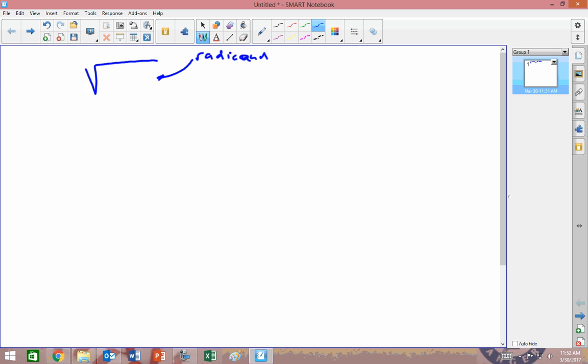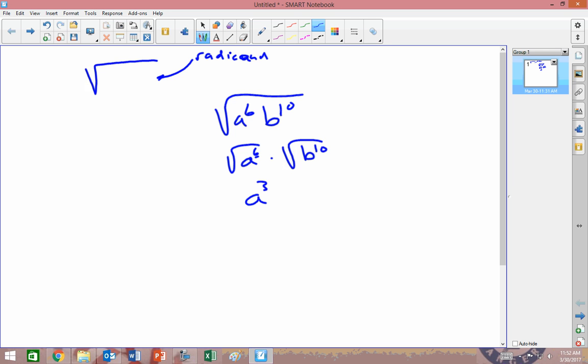So I have the square root of a to the 6th, b to the 10th. Remember, when two things are multiplied together, we can break them apart, and if they're multiplied together, we can also smush them back together. So let's do this. The square root of a to the 6th times the square root of b to the 10th. What's the square root of a to the 6th? Yeah, it's a to the 3rd. We divide that 6 by 2, we get a to the 3rd as our new exponent.